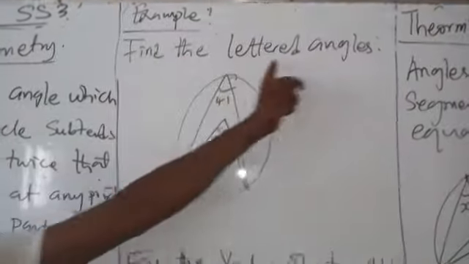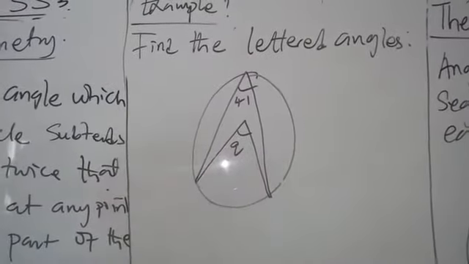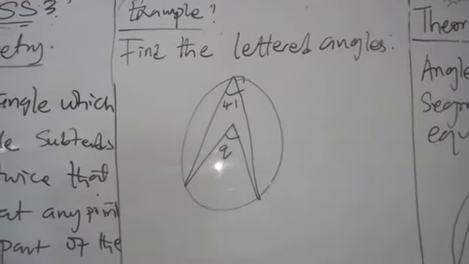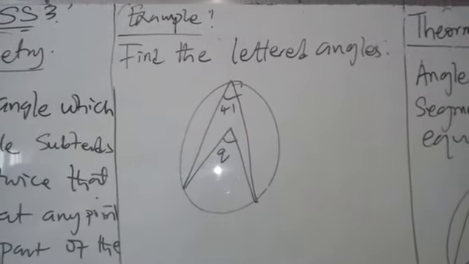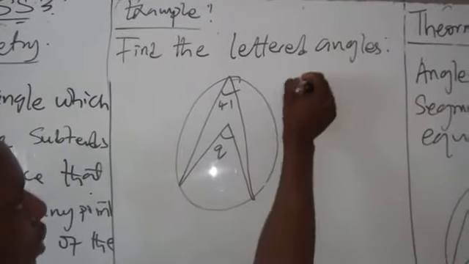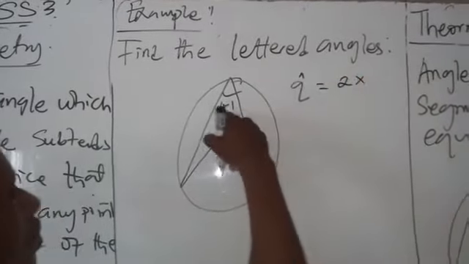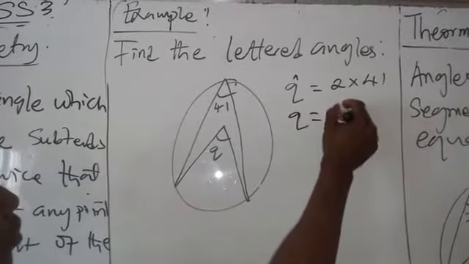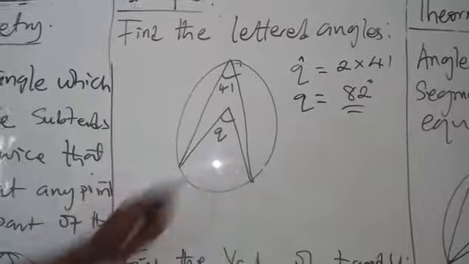So let's look at this small example here. They say find the lettered angle Q. So we are asked to find this Q. It's very simple. Because we have 41 at the circumference, we are looking at the angle at the center. And remember we said the angle at the center is 2 times the angle at the circumference. Therefore, angle Q will be equal to 2 times 41. So Q will now be equal to 82 degrees.